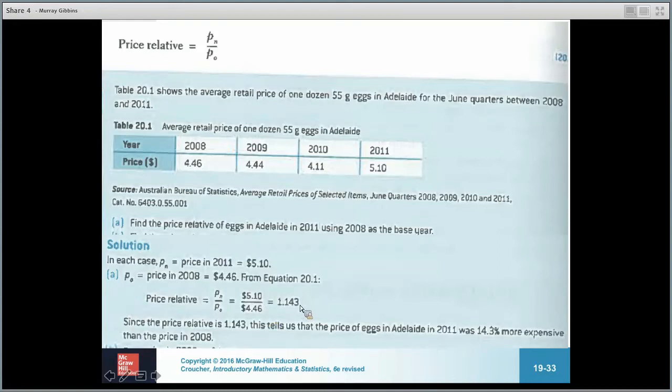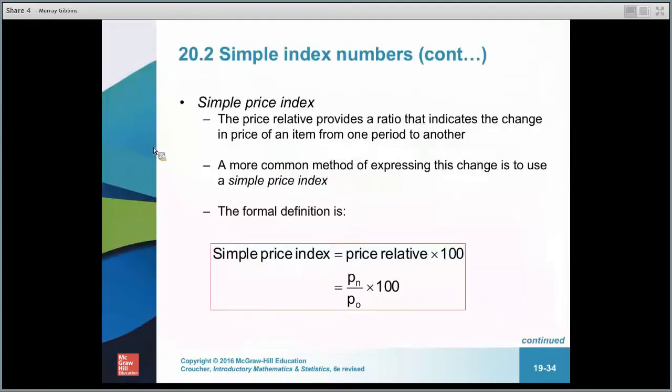So really what it's saying is this in relation to this is one itself plus the increase. The increase represented there is 0.143, or 14.3%. Then we can just multiply the price relative by 100 to get a simple price index.